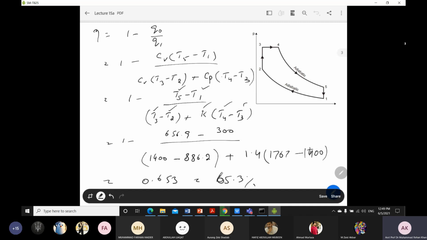If it is mentioned that the maximum pressure and minimum pressure ratio is given, and you do not have the value of the cutoff ratio, or you also do not have the value of the pressure ratio, which is beta, then you have to follow this type of procedure. Okay, so if you have any question, you can ask me, and then we'll move towards the next topic.